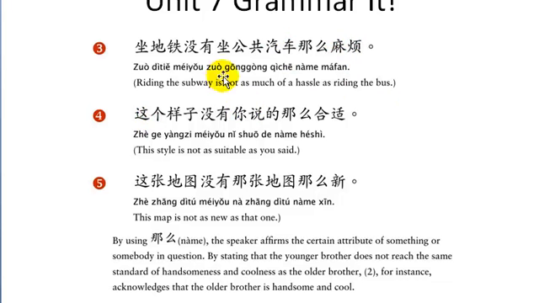这个样子没有你说的那么合适。This style is not as suitable as you said. 这个样子, this style, 没有, what you said about it, 那么 suitable. Okay, this style is not as suitable as you said. This is a tough one. You're going to have to commit this one to memory and get the structure imprinted on your brain. 这个样子没有你说的那么合适. This style is not as suitable as you said.